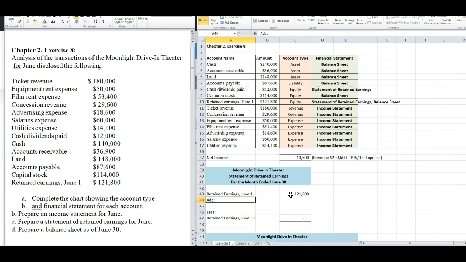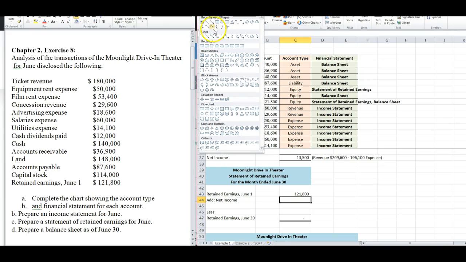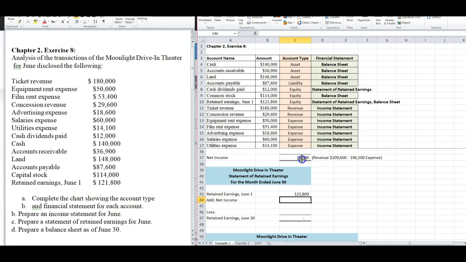To retained earnings, we always add net income. Net income we get from the income statement. So we're just going to bring that total down, and that's going to be $13,500. We could add a total in here if we wanted. It doesn't really help us in any way, but we can put it in there if we want. It doesn't give us any additional information that we wouldn't already have.